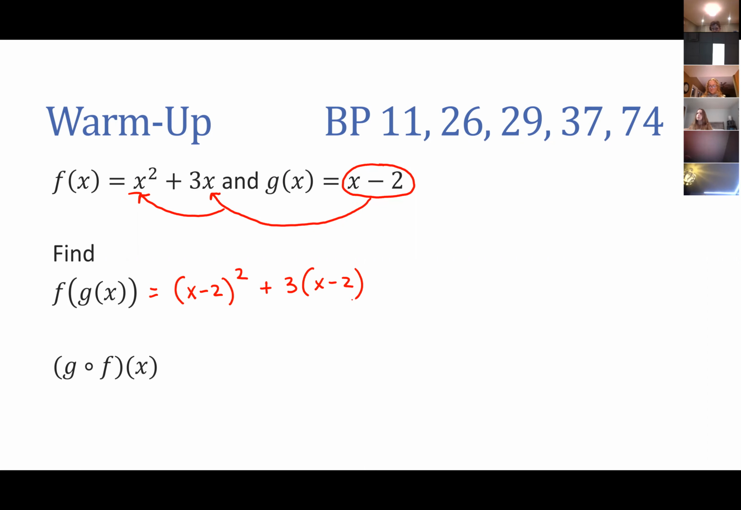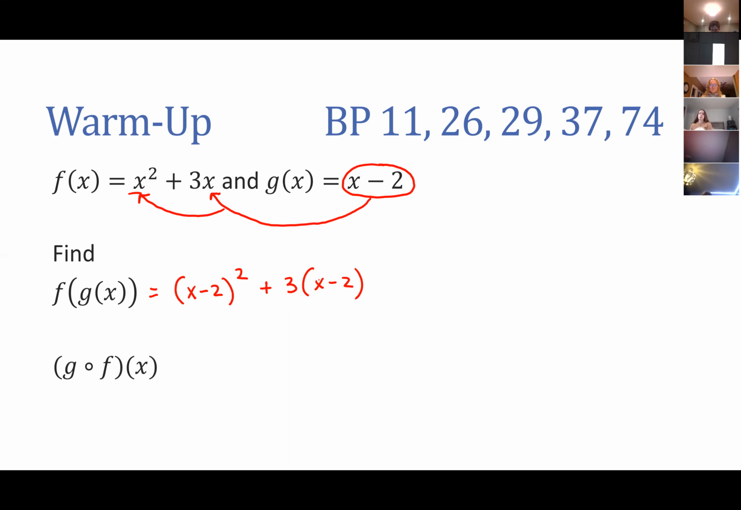And then this is something that we could simplify, like we could FOIL the x minus 2, and we could distribute the 3 and combine our like terms. But really the thing I'm wondering about is this idea of substituting it in, and if you've got that down and if you're substituting it into the right place. So if you did multiply this out and simplify it, that's great, but that's not the part that I'm worried about. I'm just worried about, are you substituting it correctly?